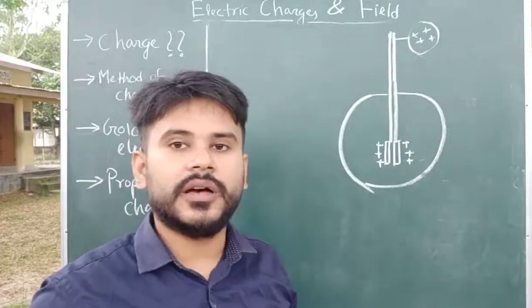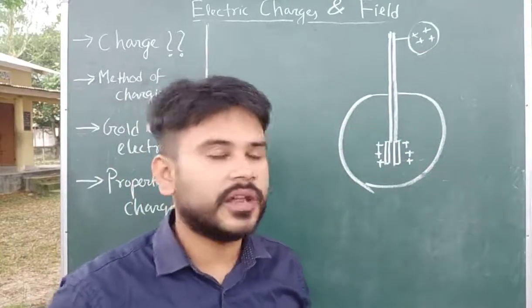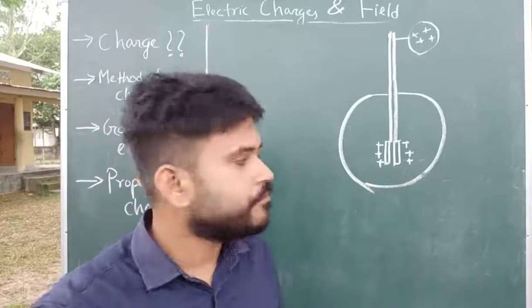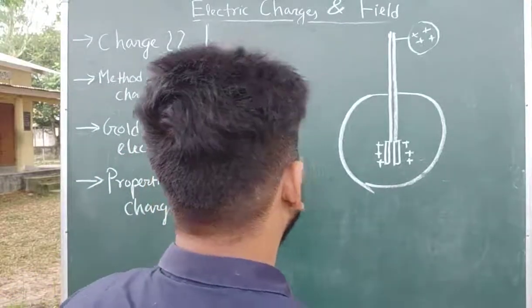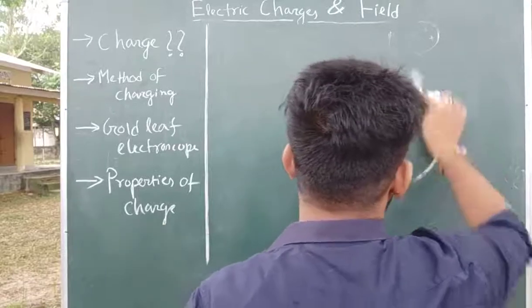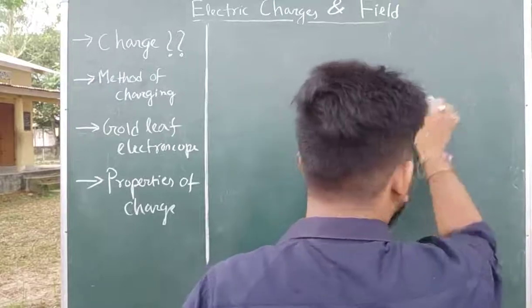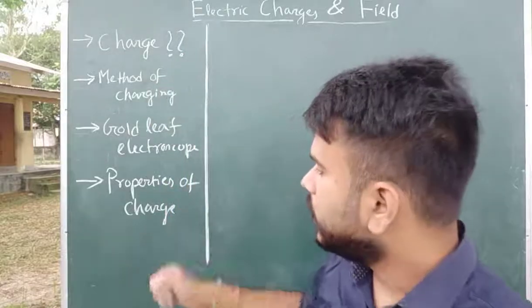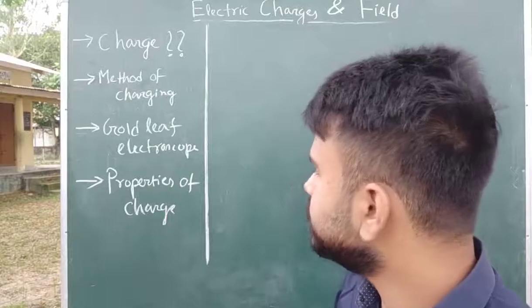If the unknown body has no charge, that is, if it is neutral, then what will happen? The gold leaves will not repel each other. This is the basic principle of the gold leaf electroscope. Now I move to the other topic, that is the properties of charge.